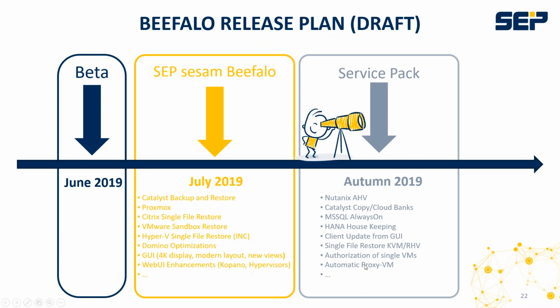Then we have the automatic proxy VM, which means that we do not have to prepare a specific virtual machine for doing single file restore. We can automatically create it from a downloaded image, attach the virtual disk, and then do the single file restore. And after that, remove this proxy VM, and then it's kind of transparent to the user. It's kind of an automatic process then.